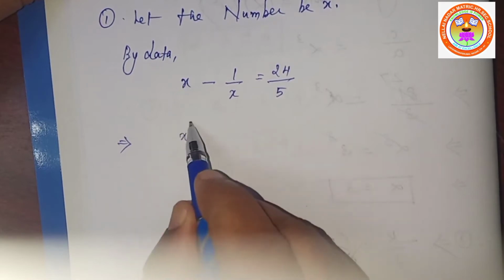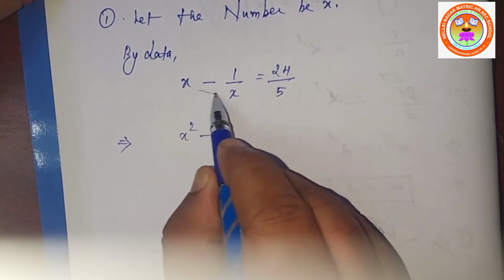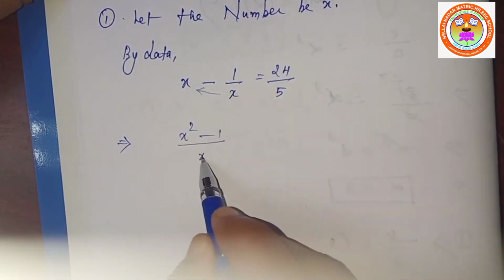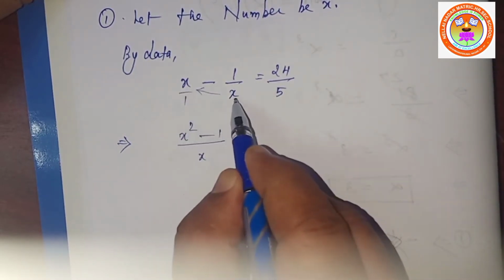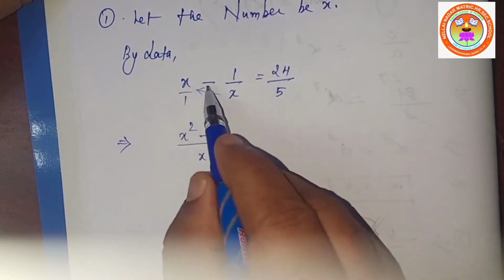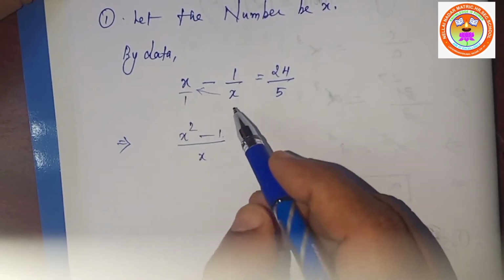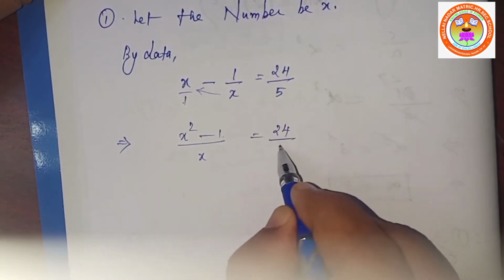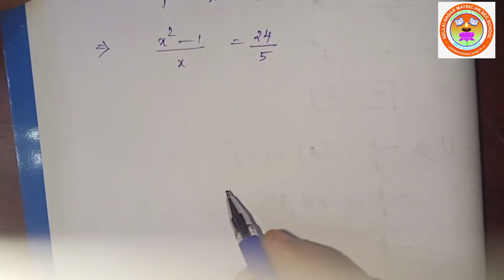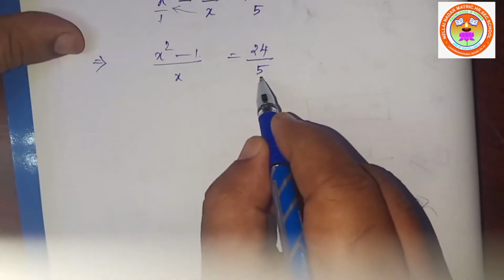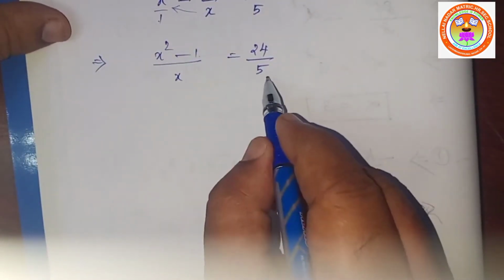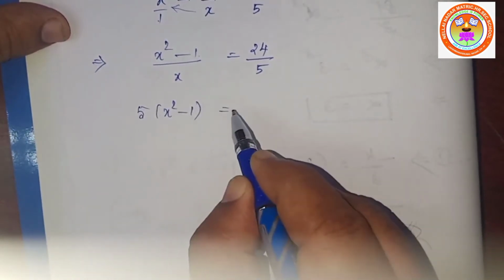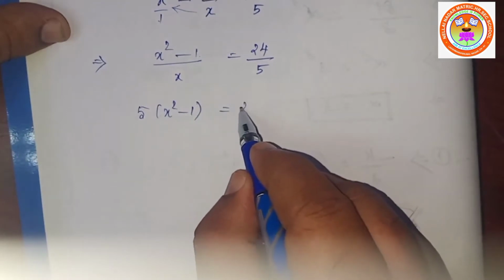X into x, x square, minus 1 into 1, 1 whole divided by 1 into x, x. That is equal to 24 divided by 5. Since we have an equal sign, you have to cross multiply. 5 into x squared minus 1 is equal to 24x.